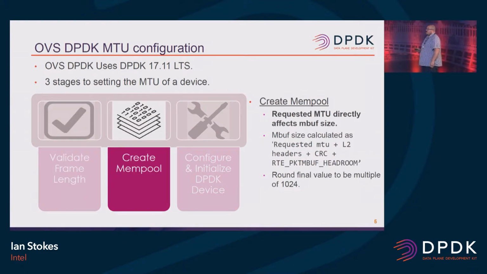Just as an aside, what's the impact of setting an MTU? Well, on the mempool side, your MTU plays directly into the size of your mbuf size header. In OVS DPDK, it's calculated as your requested MTU, your L2 header, and your CRC, some packet mbuf headroom, and then we'll do some rounding for memory alignment. This is just to call out the relationship between setting an MTU in OVS DPDK and how it impacts the mbuf size, which leads to your mempool creation.